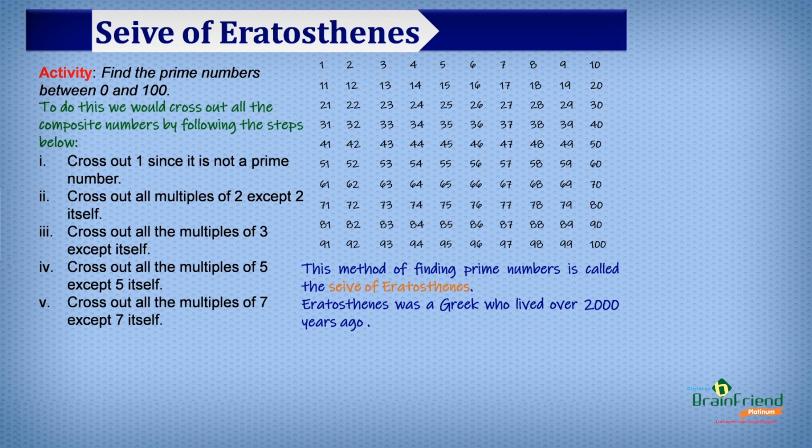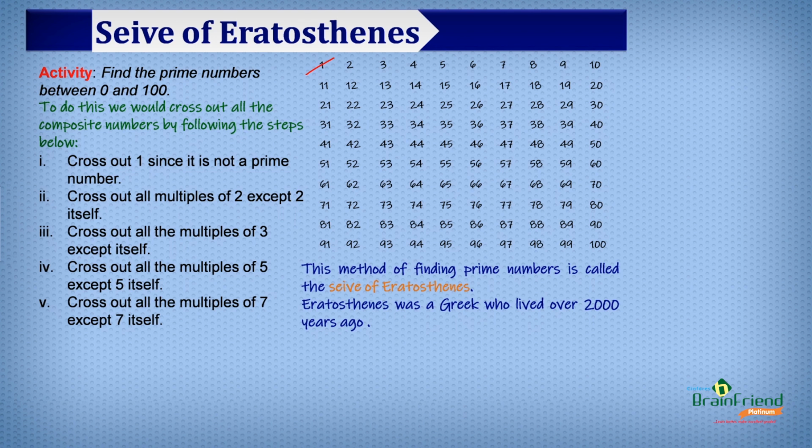The activity says, find the prime numbers between 0 and 100. To do this, we would cross out all the composite numbers by following the steps below. Step 1 says cross out 1 since it is not a prime number. It is important to note that 1 is never a prime number. It is also not a composite number. So we cross out the number 1.